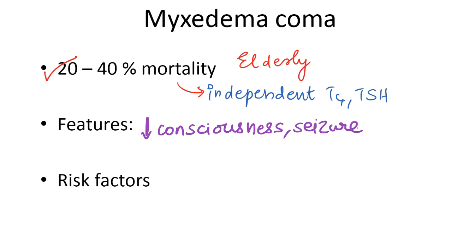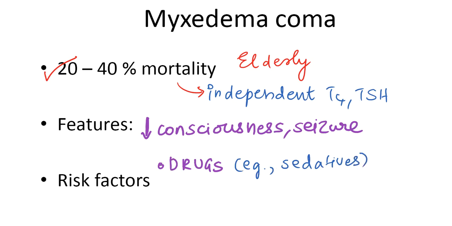Some of the risk factors which lead to this myxedema coma are drugs, especially the drugs which impair the respiration of the patient. For example, sedative agents or antidepressants can be associated as precipitating factors. Other common precipitating factors include congestive cardiac failure, second is myocardial infarction, third would be gastrointestinal bleeding. These are the probable risk factors which can trigger an episode of myxedema coma.